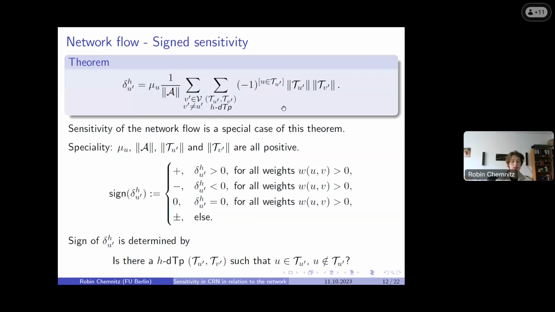And since here we just sum over different terms, actually the sign is purely determined by the question whether there is a divided tree pair which has a positive or a negative factor. Because if there is a positive factor, we can just choose all the edges inside these trees, make them extremely large, so they will overrule all other terms. If there is one which has a negative sign, we can make these large and overrule all other terms. So the sign is purely determined by the question whether there are divided tree pairs such that this term is either positive or negative.